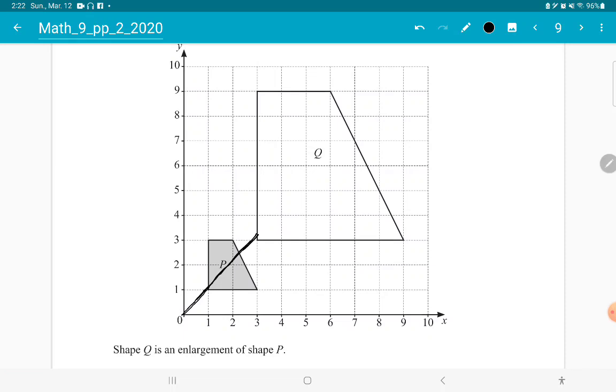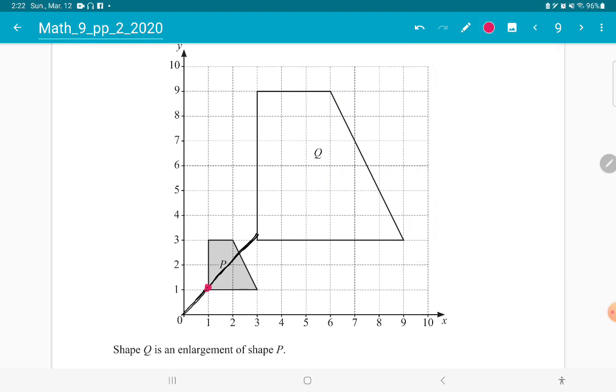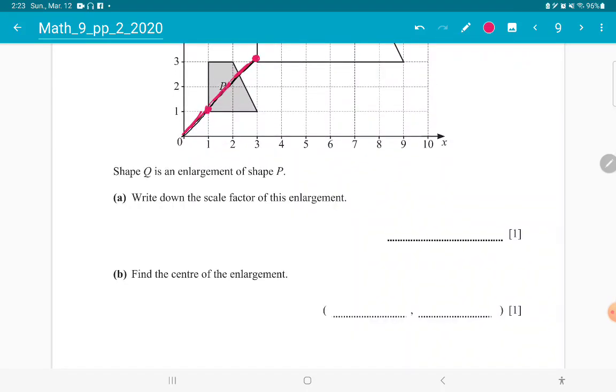So as you see, this point, let me change the color, is away from the origin by one diagonal, while this point is away from the origin by 3 diagonals. 1, 2, 3. So the ratio is 1 to 3. It means the factor k is 3. What else?